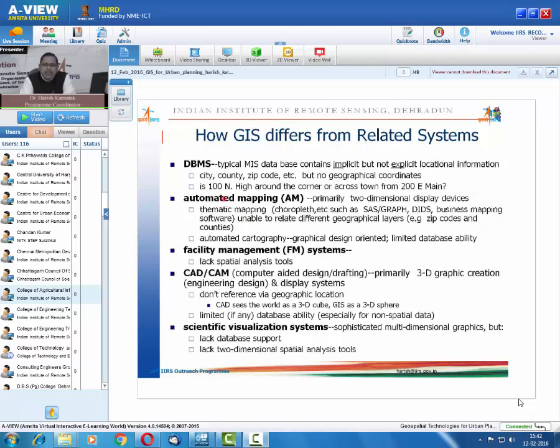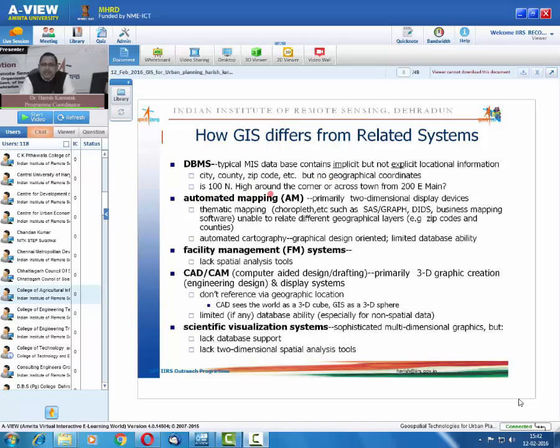Let us take one by one. If you take the database management system, a typical management information system works on the database. It contains implicit but not explicit location information like city, country, zip code, etc. But no geographical coordinates will exist there. In a database management system, you can store the address of a particular location, but the coordinates will not be available there in tabular formats. So it is a typical example where the location information can be stored, but the coordinates will be missing.